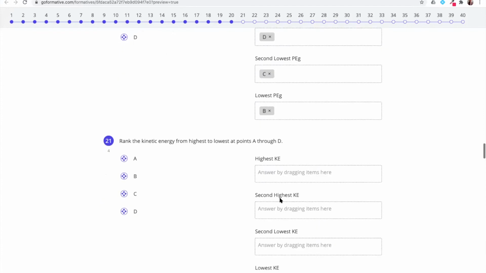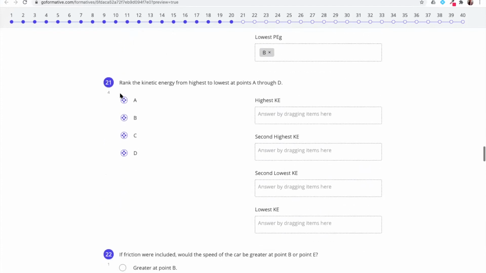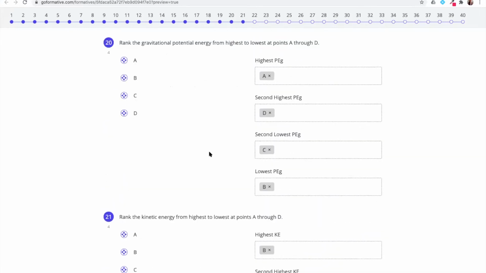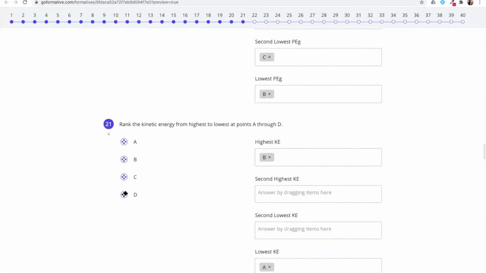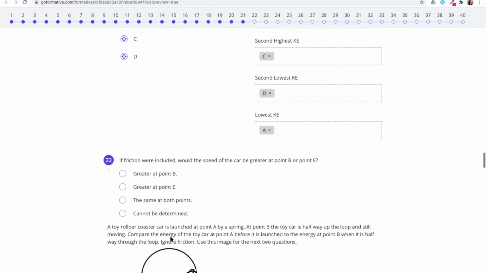A was my highest gravitational potential energy before. A must be my lowest kinetic energy. B was my lowest gravitational potential energy. It must be the highest kinetic energy. Switching my C and D values gives the rest of our ranking.